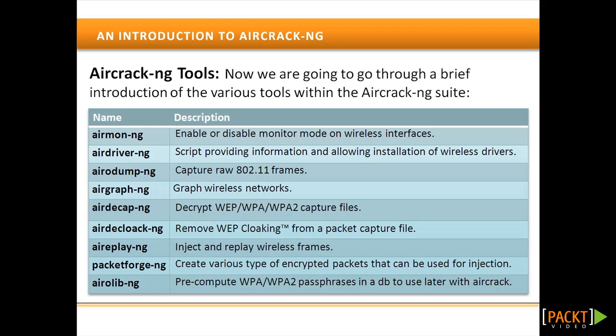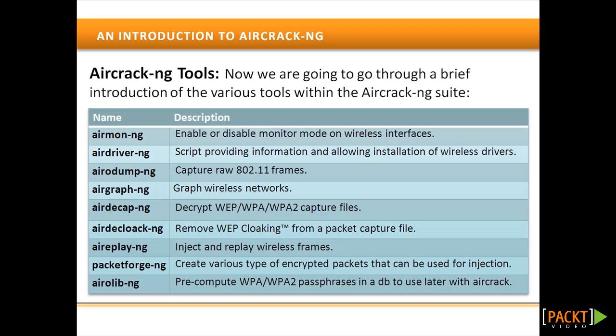Next is Airgraph, which, as the name says, graphs wireless networks. Then we have Airdecap, which can decrypt WEP, WPA and WPA2 capture files. Then we have Airdecloak, which can remove WEP cloaking from a packet capture file. This is a proprietary WEP security mechanism, which was originally designed to fool tools like aircrack-ng. Then we have Aireplay-ng, which is perhaps the tool we will use most during the course. This tool is used to inject and replay wireless frames.